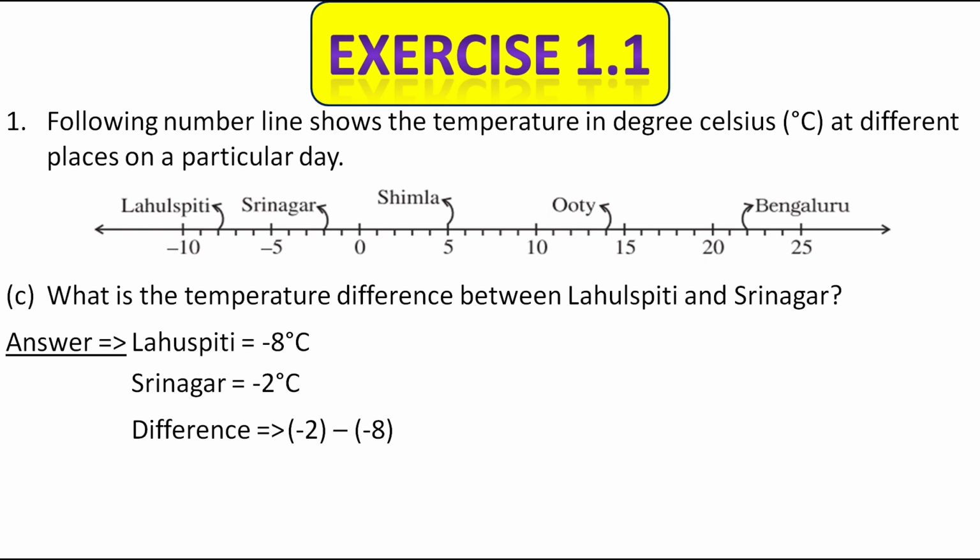Now as in between we have a minus sign, we have to change the sign of the next digit. So it became minus 2 plus 8. Now both of them have different signs, so we have to do the subtraction. 8 minus 2 is equal to 6, and between these two digits we have 8 as the bigger number, and it has a plus sign, so we will give a plus sign to the answer. So the temperature difference between Lahul Spiti and Srinagar is plus 6 degrees centigrade.